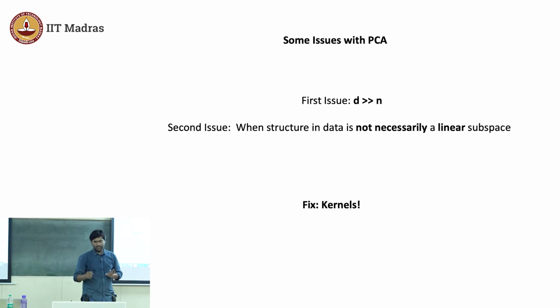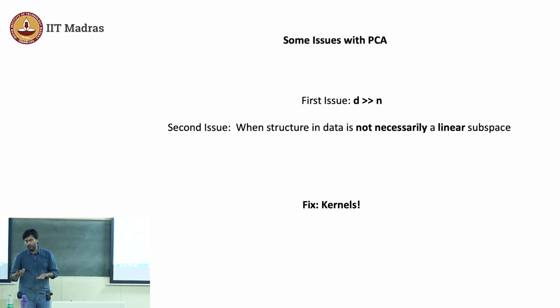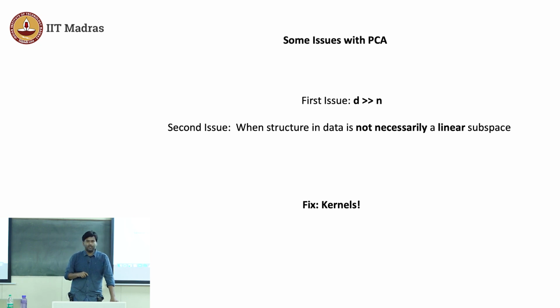PCA will still give you some answers, it's not going to say I won't do this problem. But maybe you can reduce your dimension further by taking advantage of the fact that the structure is perhaps not linear, but non-linear. So at first look, these two look like totally different issues. One is a computational problem where the number of features is much larger than the number of data points. The second one is a structural problem. You are essentially assuming that it's not a linear structure, but some non-linear relation between the features.